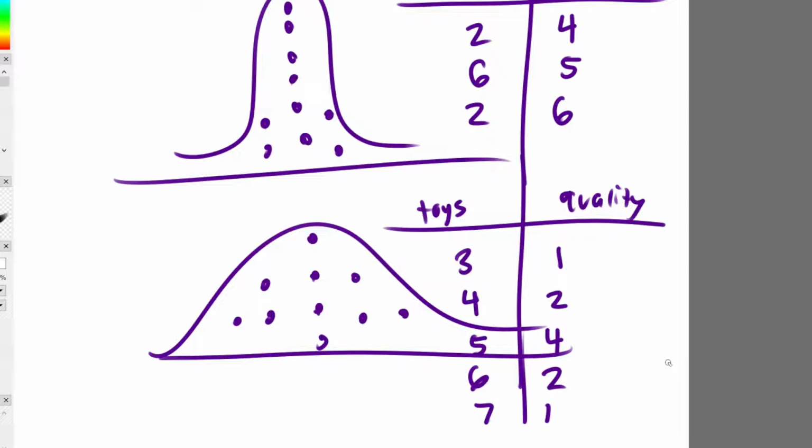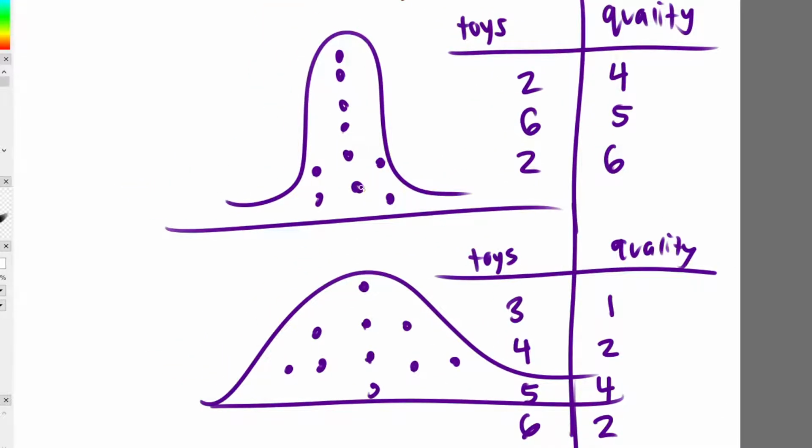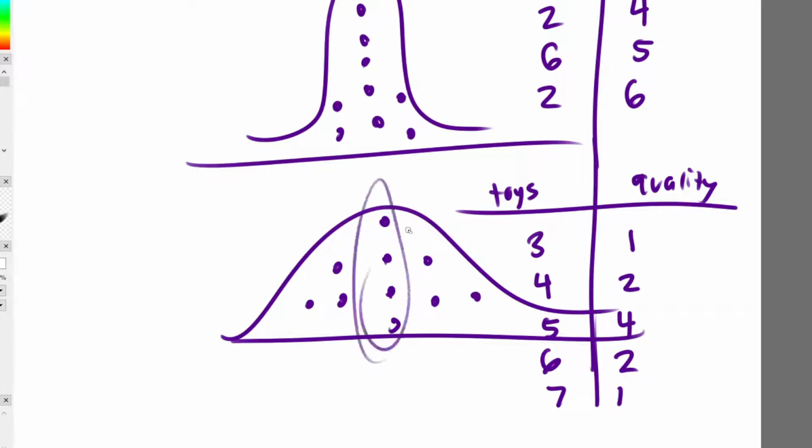And 1 means the toy was not made very well, and 10 means the toy was made perfectly. Let's say we have 2 different factories, and they both make toys, and they both abide by this quality scale. This factory here has 6 toys that have 5 quality, 2 toys that have 4 quality, and 2 toys that have 6 quality. This factory here has 4 toys that have 5 quality.